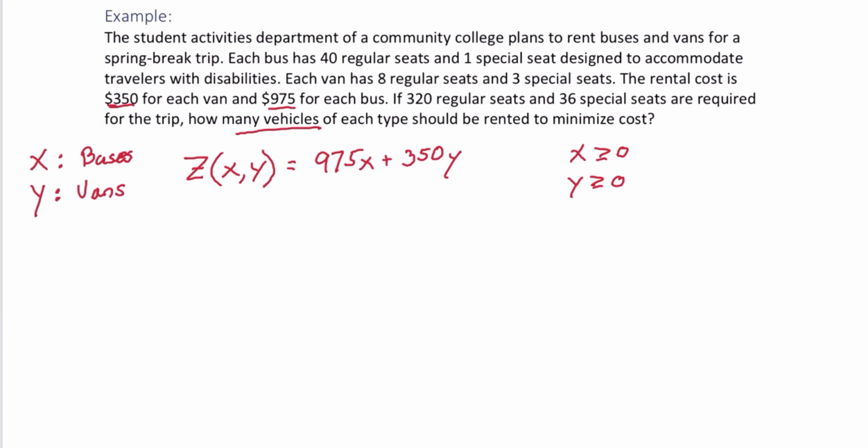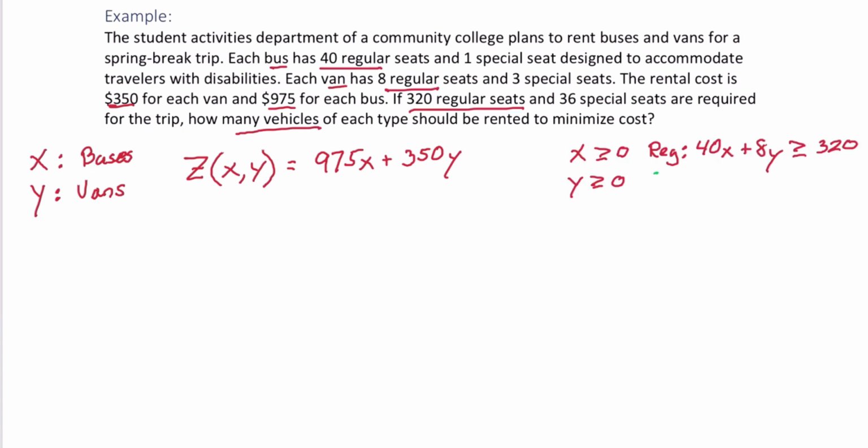Next, we're going to look at the type of seats. First, let's focus on the regular seats. We have 40 for each bus, so that is 40x. And we have 8 regular seats for each van, so that's 8y. And we want at least 320 regular seats. So we're going to make that greater than or equal to 320.